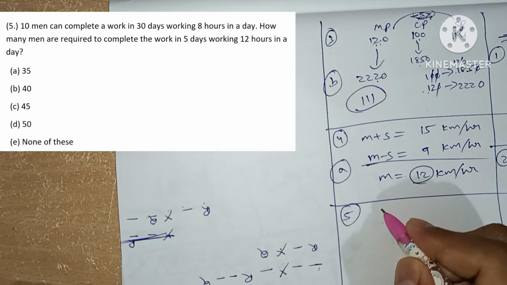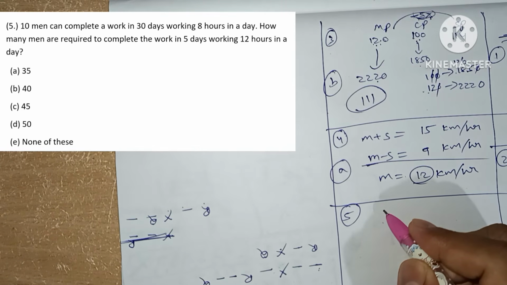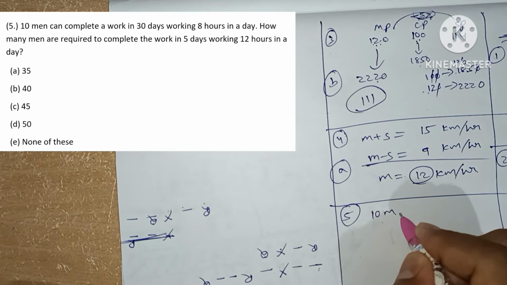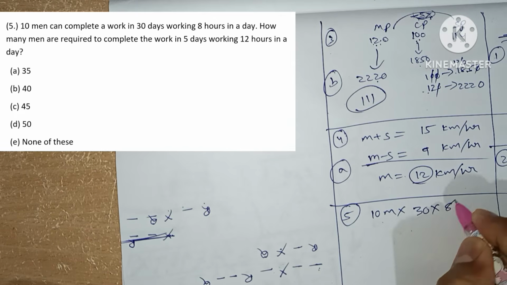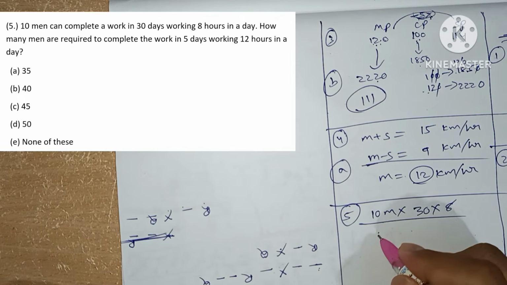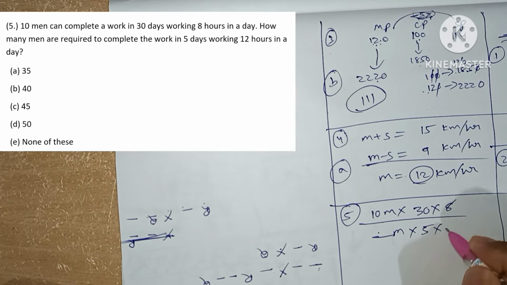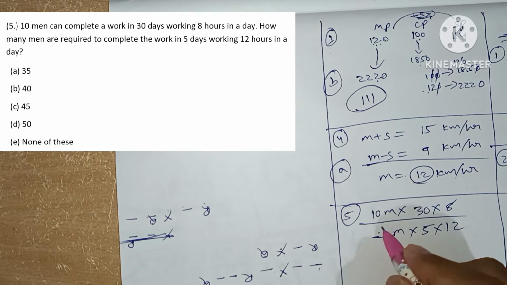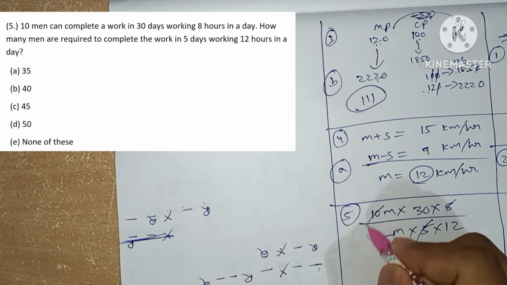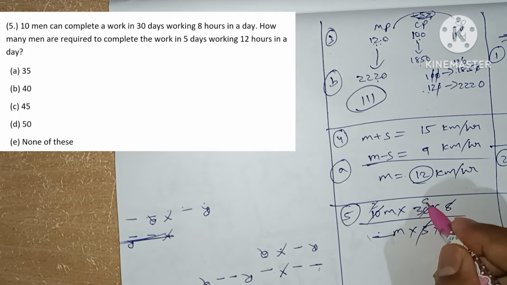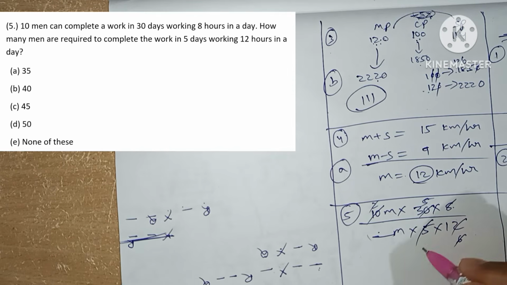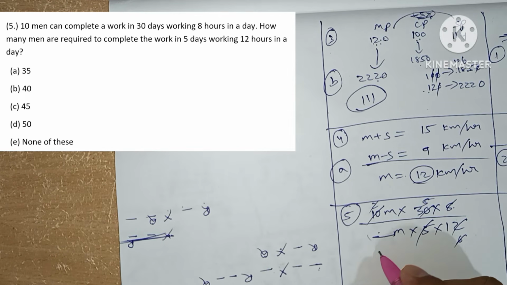10 men can complete a piece of work in 30 days, working 8 hours in a day. How many men are required to complete the work in 5 days, working 12 hours in a day? So 10 men, 30 days, working 8 hours. Another thing, how many men are required to complete the work in 5 days, working 12 hours a day? So for this we'll do 5, 2 times 2, 6 times 6, 5 times. So what we are left with is 5 8 times, 40 men are required. So answer will be 40. Option B is our answer.